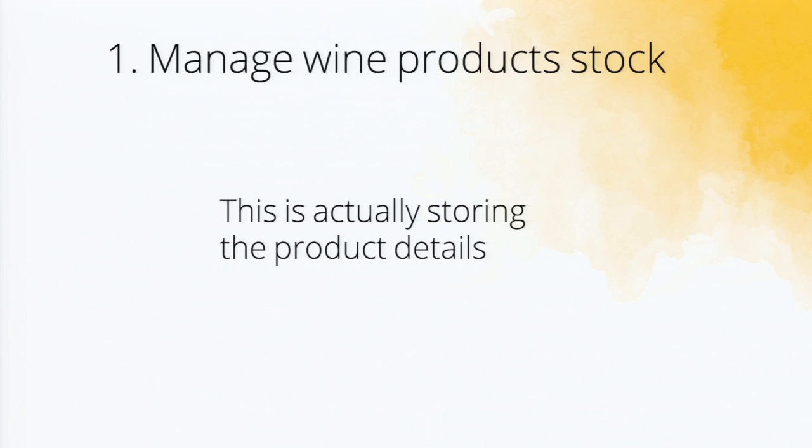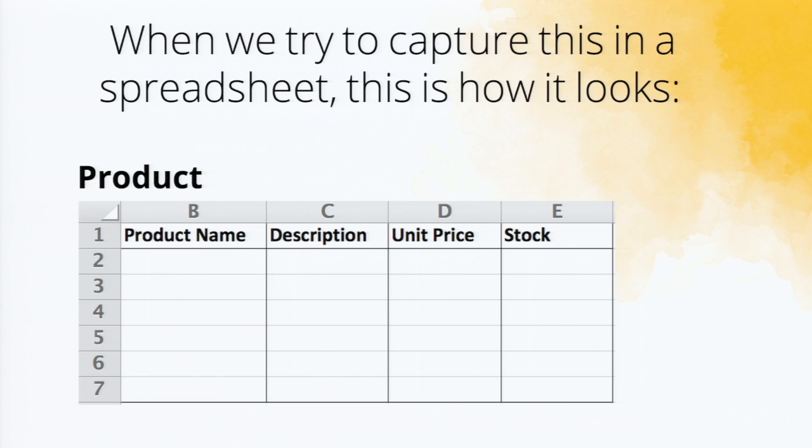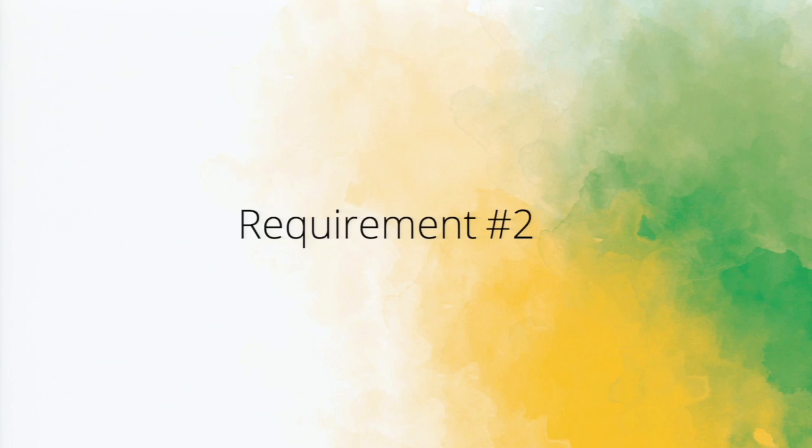So let's take the first requirement. This is managing wine product stock. So you have the wine online, customers are going to order it, so you want to manage the inventory of the wines. Traditionally, if you want to structure a requirement in a spreadsheet, or it could be a paper, this is how you will capture it. You will have a product name, description, unit price, and stock.